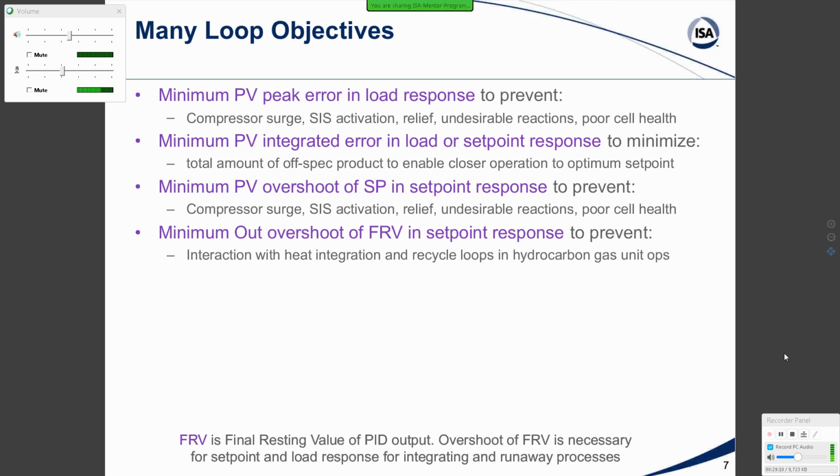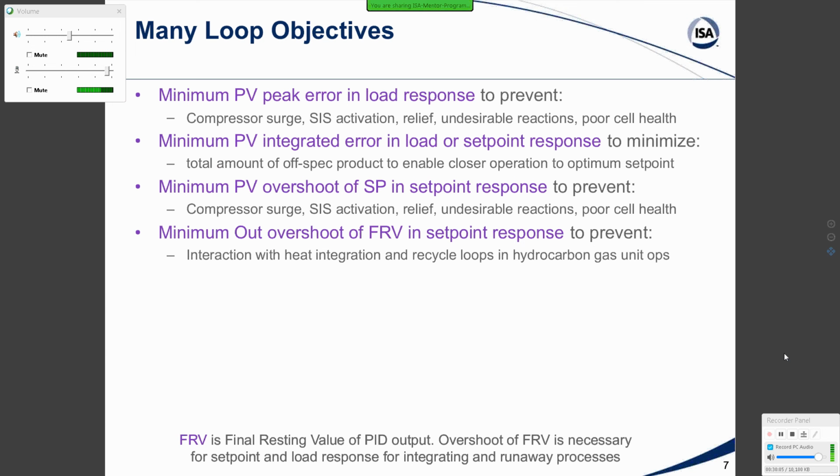And then there's this thing I didn't even realize was out there until I read an article in Hydrocarbon Processing, where this very well-known author and frequent contributor was saying the main loop objective is the minimum output overshoot of the final resting value in the set point response. And not only was he saying this is the only thing, but he was kind of making fun of people who thought otherwise. And there's a legitimate need for that in hydrocarbon processes due to some interaction with heat integration and recycle loops in these gas unit operations. Now, I'm not familiar enough with that to know the details.